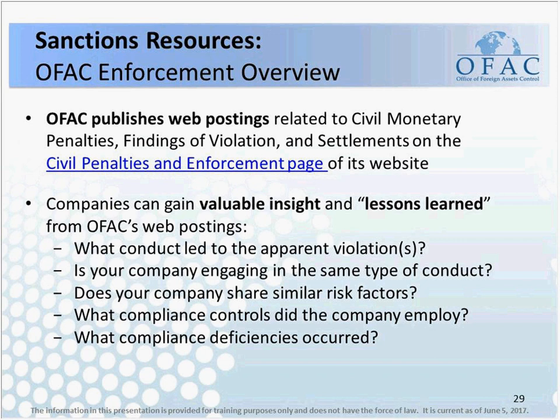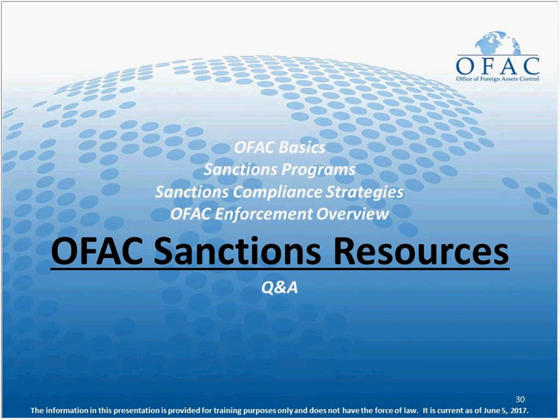I said it and I'll repeat it one more time. We publish our information on our webpage under the Civil Penalties and Enforcement page. And companies can gain valuable insight or lessons learned from mistakes of others. So when you're reviewing these, take into consideration what led to that apparent violation. Is your company engaging in a similar type of conduct? Does your company share a similar risk factor? What compliance controls do you have within your organization? And what compliance deficiencies may have occurred? Zach is going to take us into resources that are available to industry, starting with slide 31.